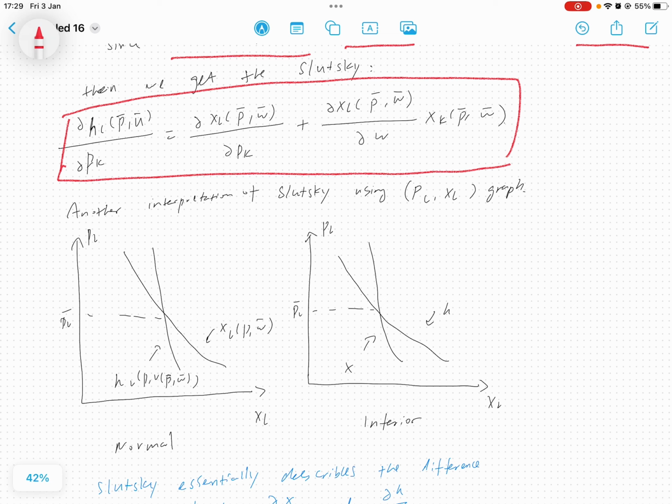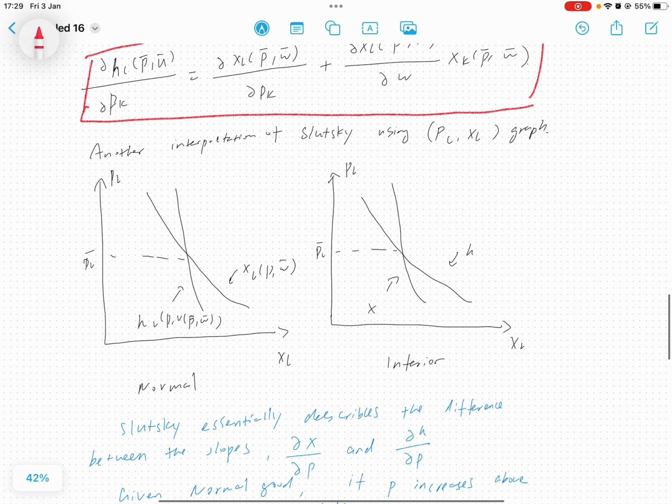Okay, so besides the three effects represented by the Slutsky equation, an alternative interpretation of the Slutsky equation is to use the following two graphs. One is for a normal good, and the other one on the right-hand side is for the inferior good. Those graphs represent the relationships between the price and the demand, to try to interpret this Slutsky equation.